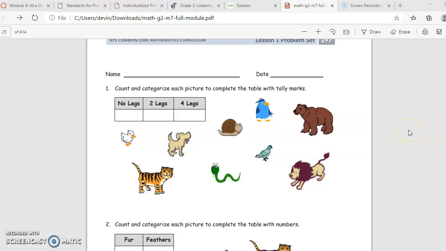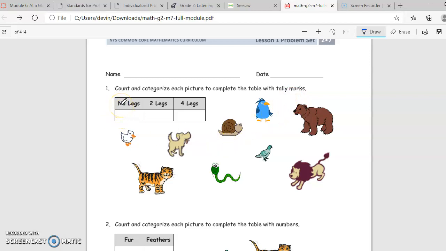So this week we're going to start a new module called Problem Solving with Length, Money, and Data. And the first lesson is about data. So I'll go over the problem set with you guys and I'll do a couple problems since it's the first one. So number one, count, categorize each picture to complete the table with tally marks.